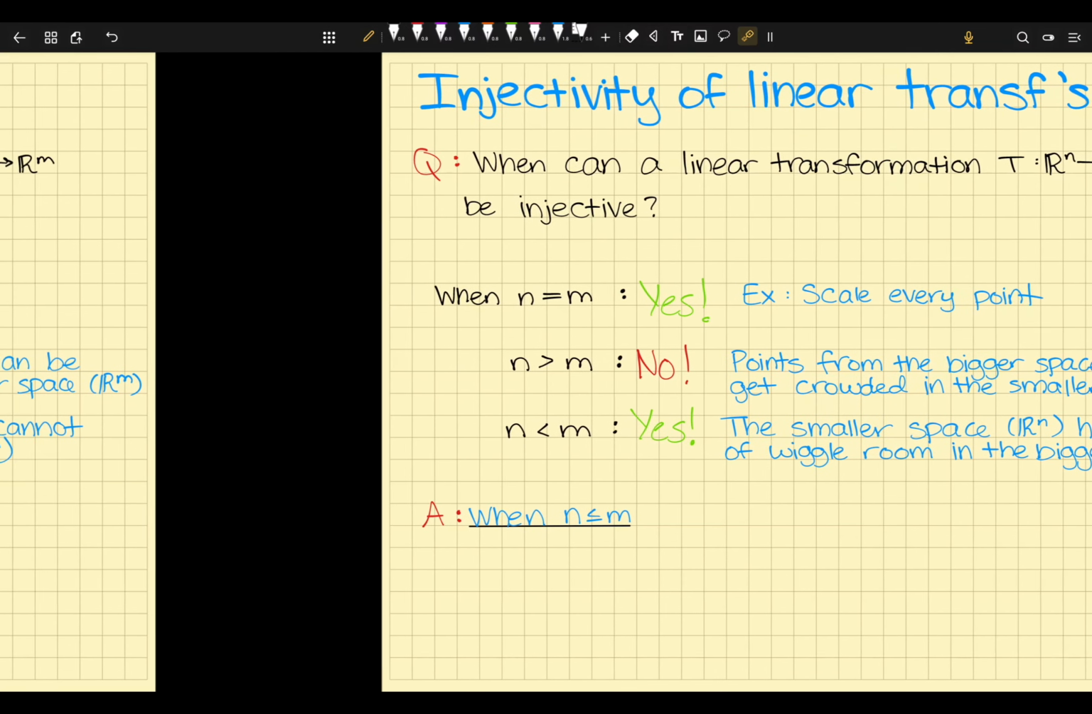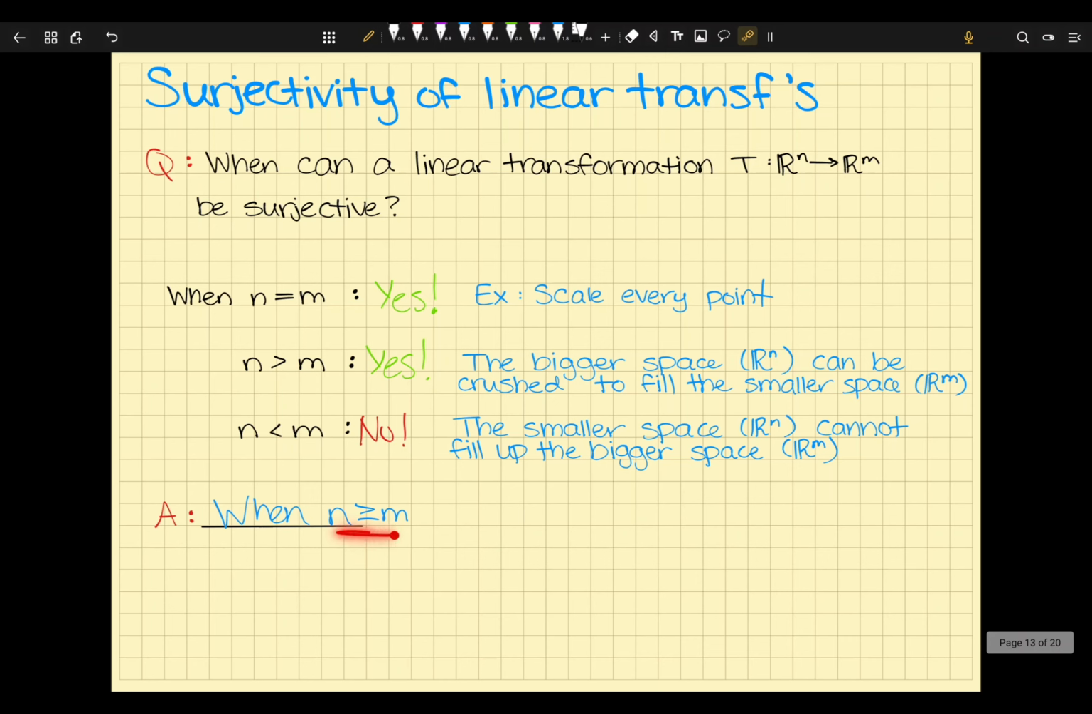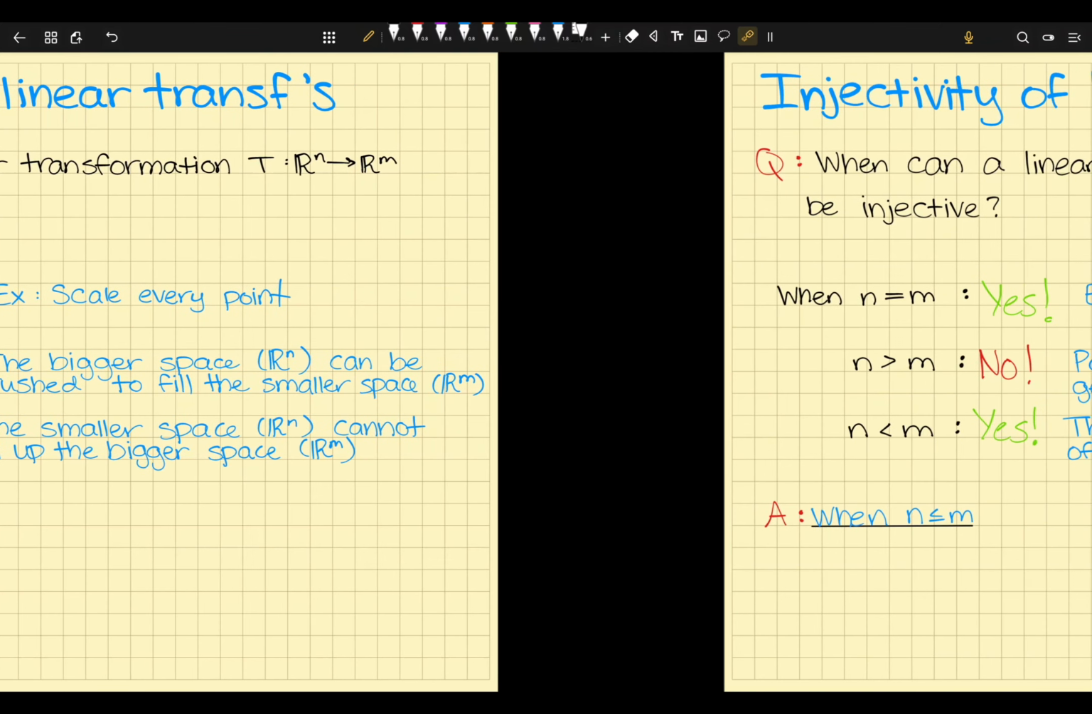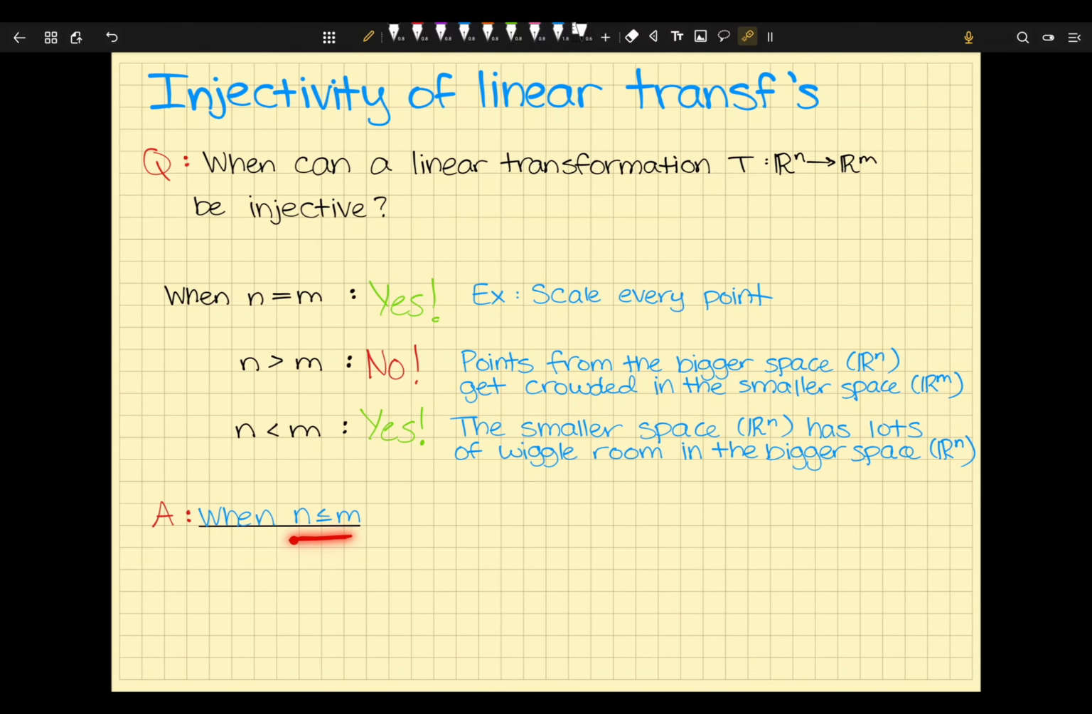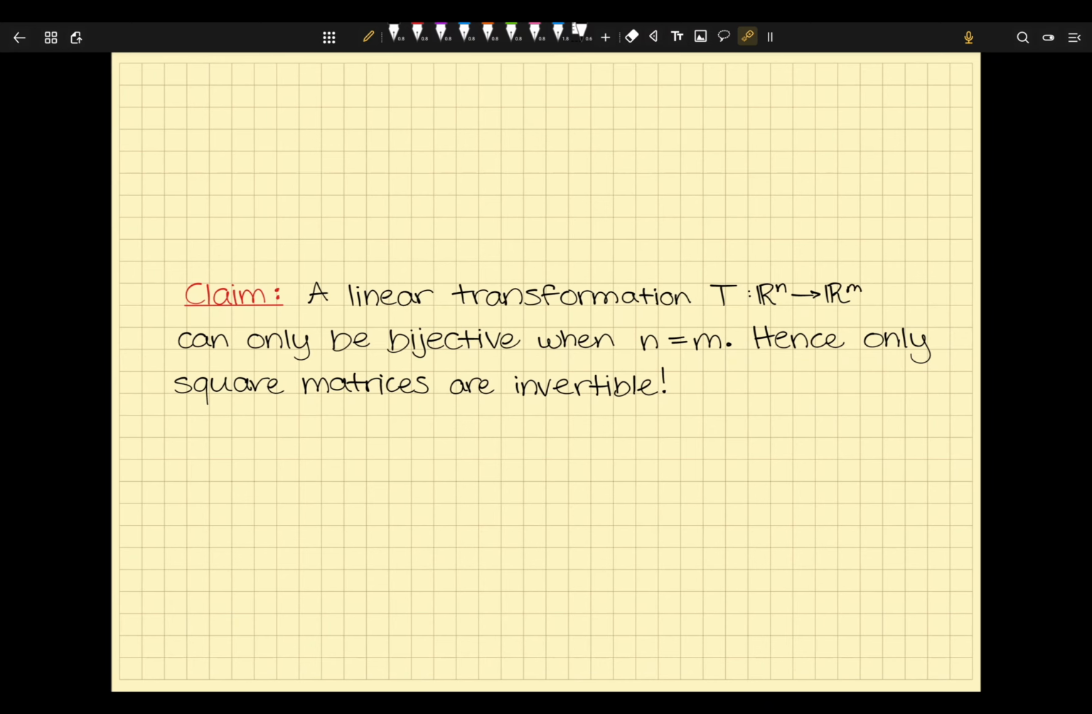All right, so notice T can be surjective when n is greater than or equal to m, and it can be injective when n is less than or equal to m. So T can only be bijective when n is equal to m. And hence, only square matrices are invertible.